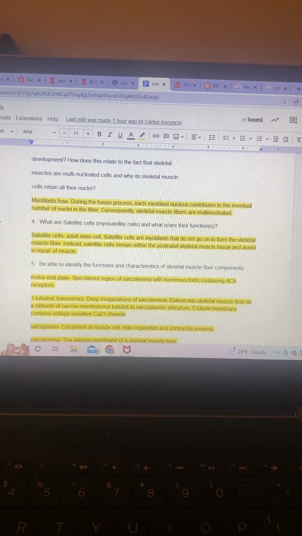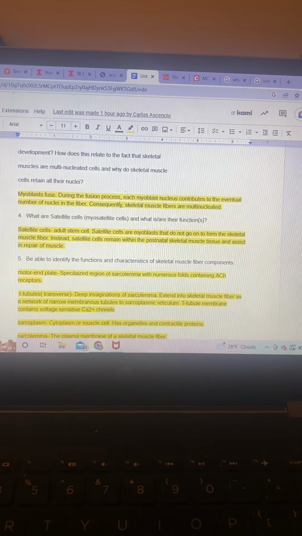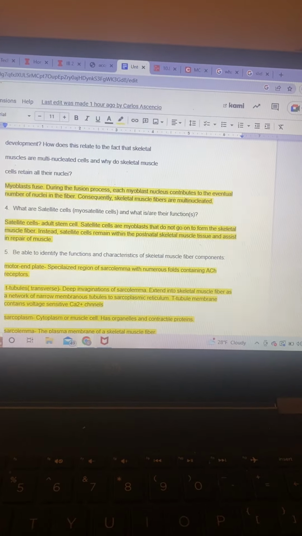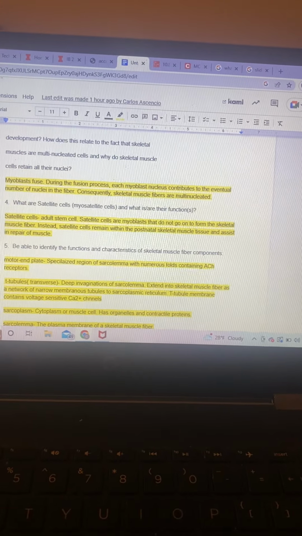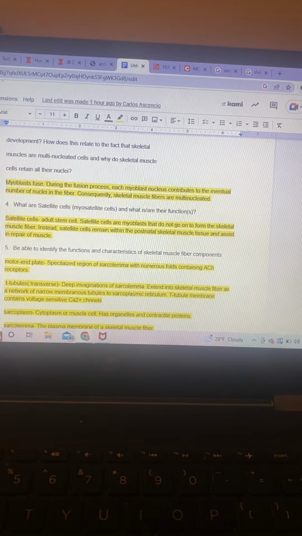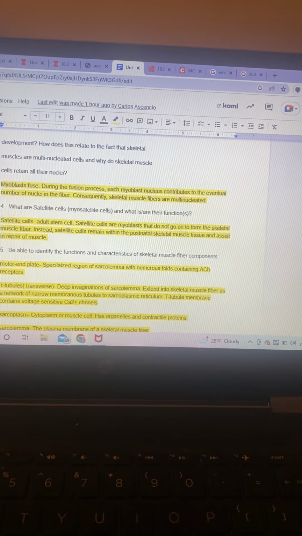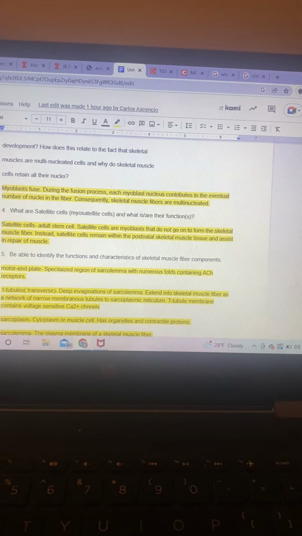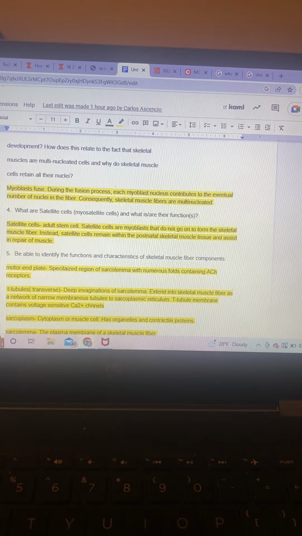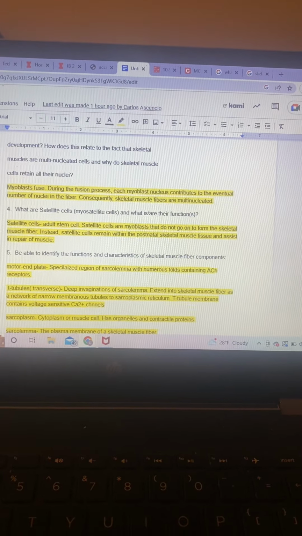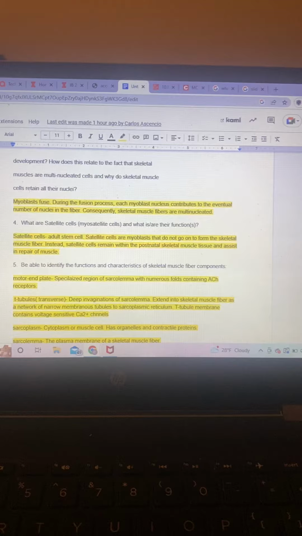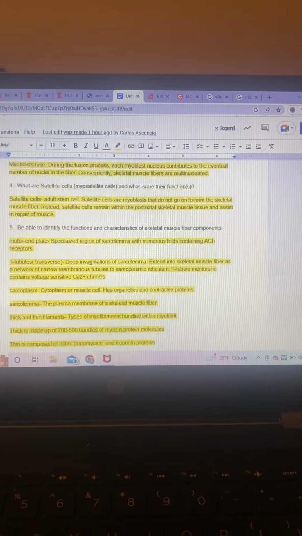Okay, what is a motor end plate? It's a specialized region of sarcolemma with numerous folds containing ACh receptors. What are T-tubules, or transverse tubules? They're deep invaginations of sarcolemma that extend into the skeletal muscle fiber as a network of narrow membranous tubules to the sarcoplasmic reticulum. The T-tubule membrane contains voltage-sensitive Ca2+ channels.